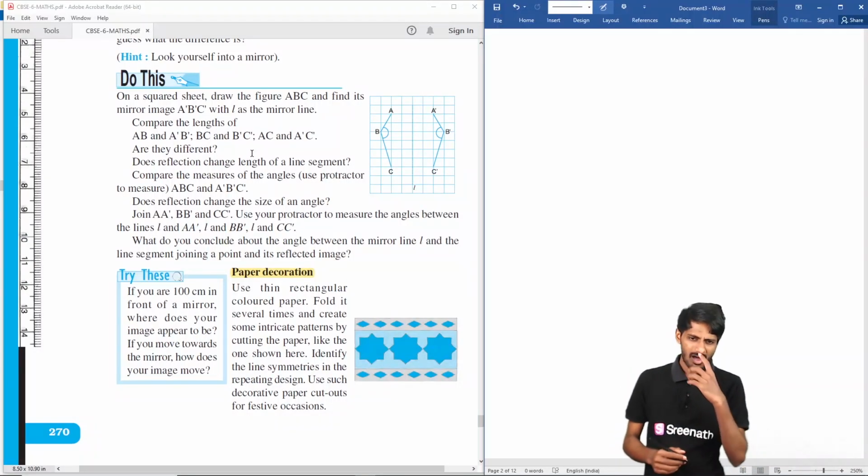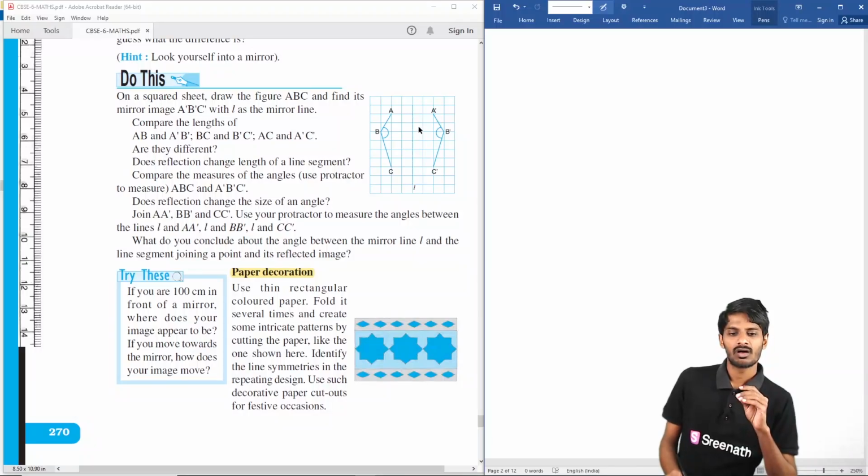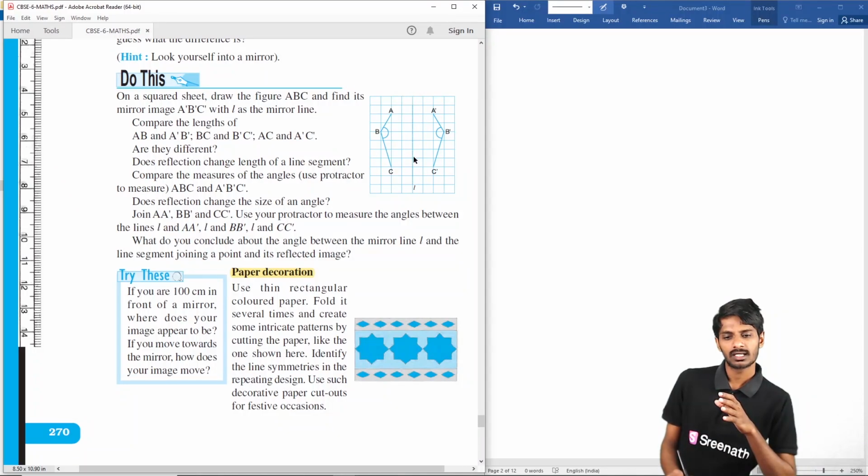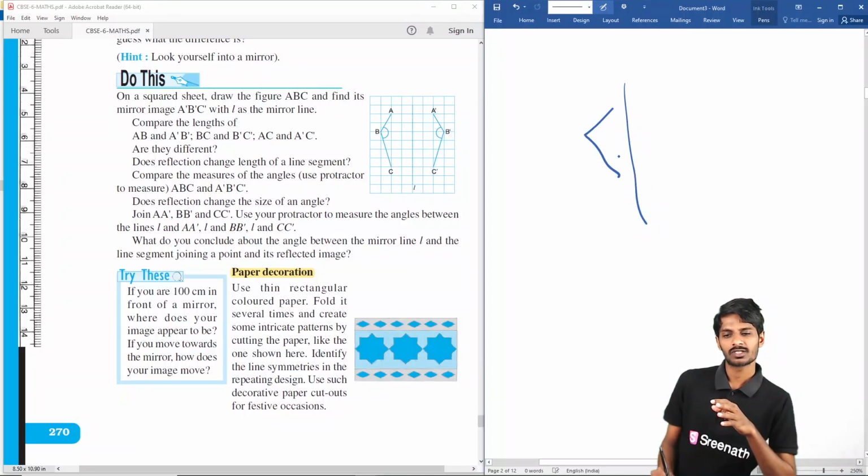Okay, friends, on a square sheet, draw the figures A, B, C and find their mirror image. Place a mirror along this line L. Along this line there is ABC. Here try to place a mirror and see how it looks. Try to draw.